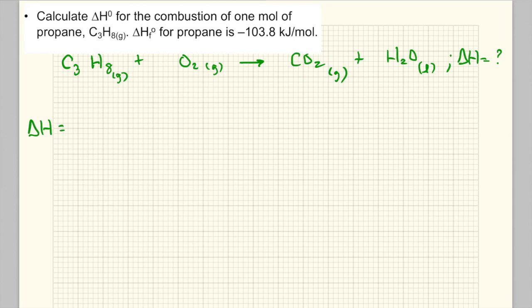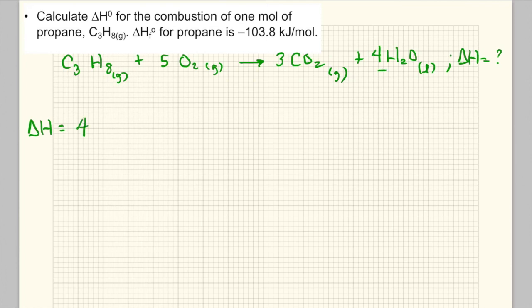So delta H would equal, and I've got to make sure I have this balanced. So we got to balance the chemical equation. So I have 3 carbons, so I've got to have 3 carbon dioxides. I've got to have 8 hydrogens, so I do that. So then I got to figure out how many oxygens. Whew. So now I have a balanced equation. So I have delta H is equal to, so we're going to go to the sum. So it's products minus reactants.